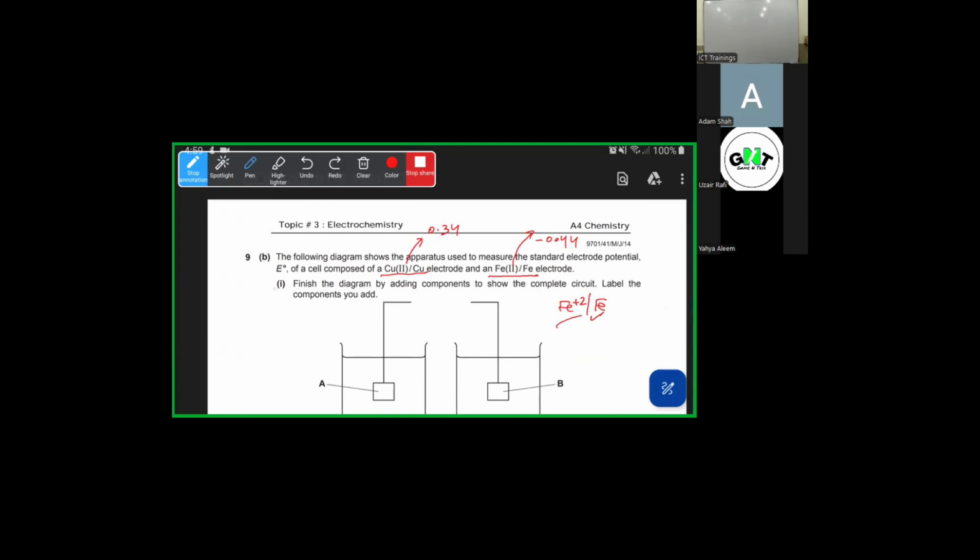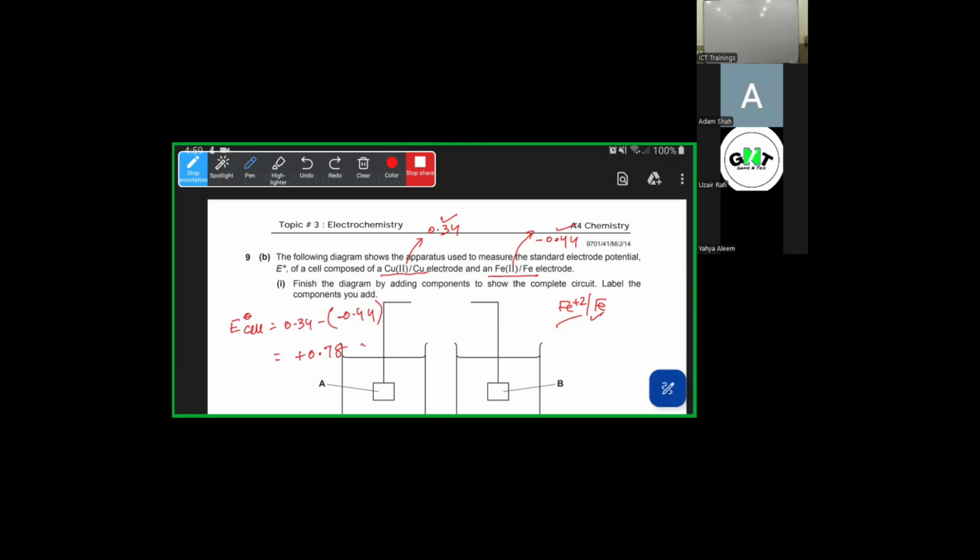तो आप लोग फॉर्मूला लगा लो. E naught of cell that is equal to higher E naught. Higher E naught is 0.34 minus lower E naught. The lower E naught is minus 0.44. So if you solve it up, you will get the answer plus 0.78. Did you get it, Adam?